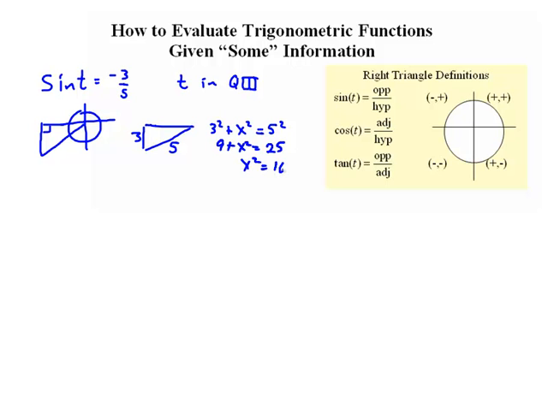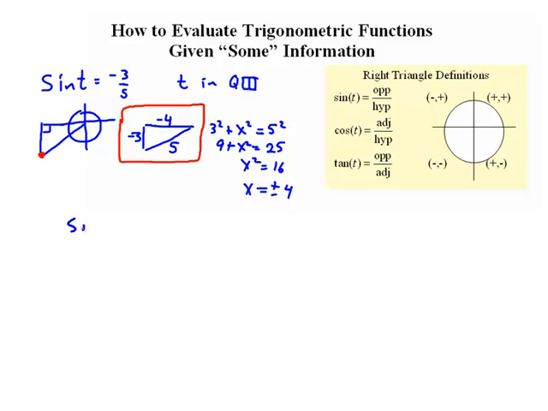X squared must be 16, so x would be algebraically plus or minus 4. If this is just a triangle, this length would have to be positive 4. But I want to remember that I'm really looking at coordinates for a terminal point over here. So I'm going to think of the lengths of both of these sides as negative 4 and negative 3. Hypotenuse is still 5. Once I have these values, that is going to be the key right here to evaluating each of the trigonometric functions.